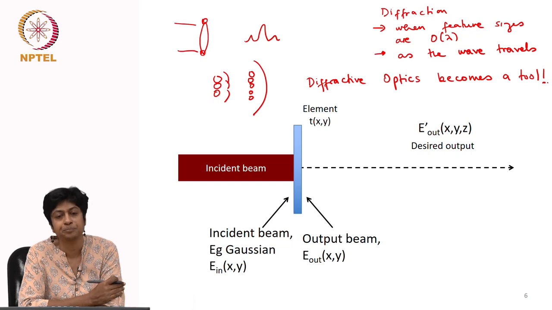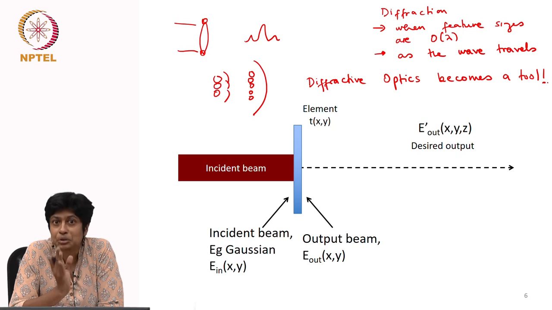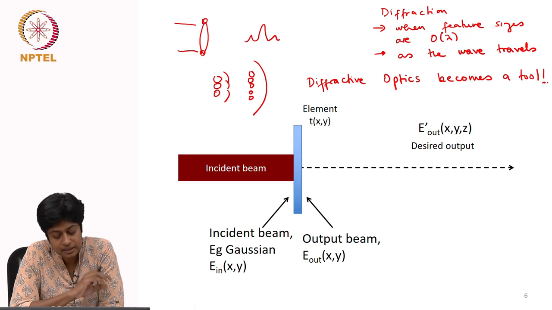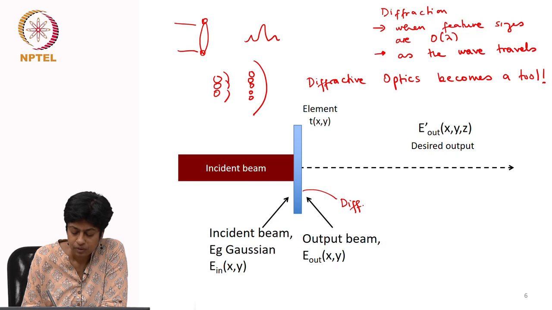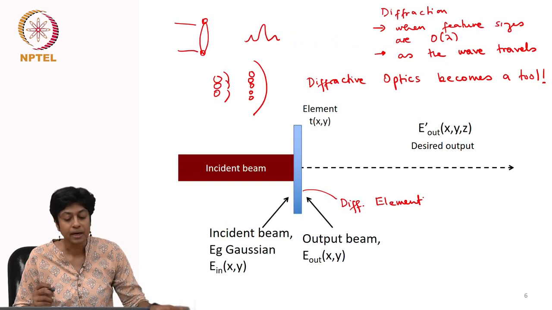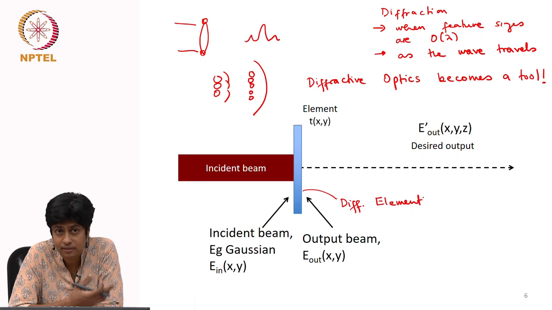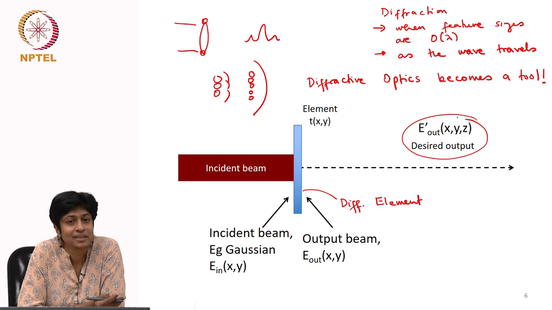Okay, you can think of it as making your enemy your friend and using that friend. So, think of, you have an incident beam, you now have a diffractive element. This is the diffractive element. We'll see what I mean exactly by the diffractive element. But I'm now going to design this element in such a way that I control the output. I get a desired field.